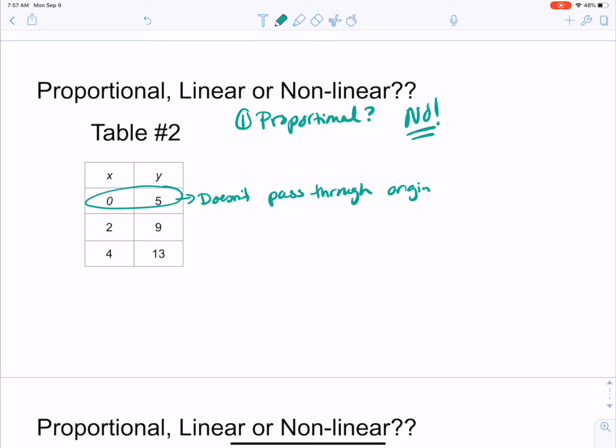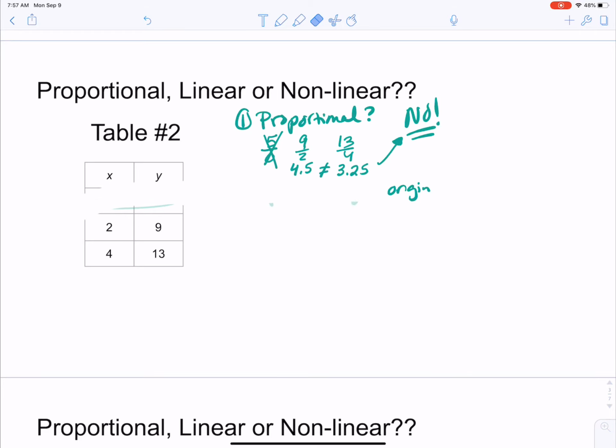Now, you could also have confirmed that by looking at y divided by x, like we did on the last problem. That would be 5 divided by 0, 9 divided by 2, and 13 divided by 4. And while we can't do 5 divided by 0 because division by 0 is undefined in our number system, we could do 9 divided by 2, and that is 4.5. We could do 13 divided by 4, that is 3.25. And because these are not equal, that confirms our conclusion that it is not proportional. Just because it's not proportional, again, doesn't mean it's not linear.